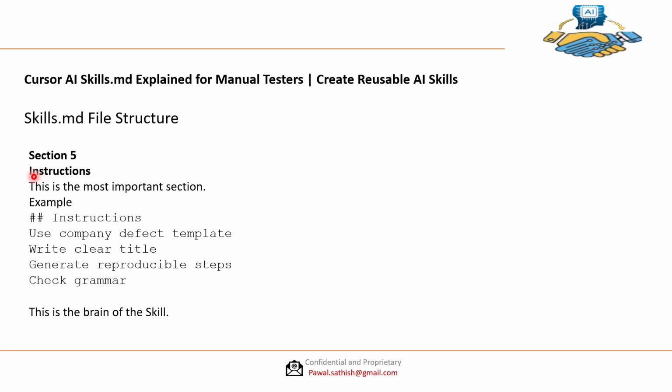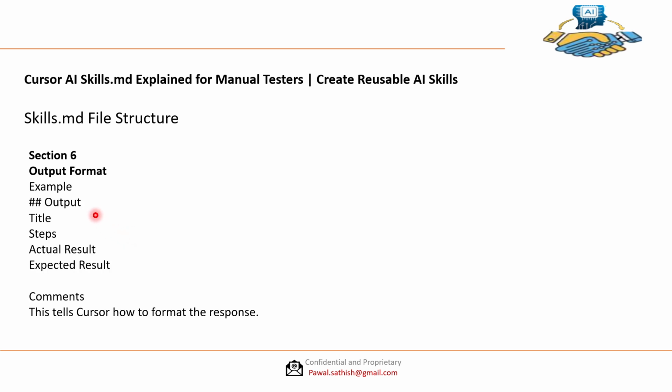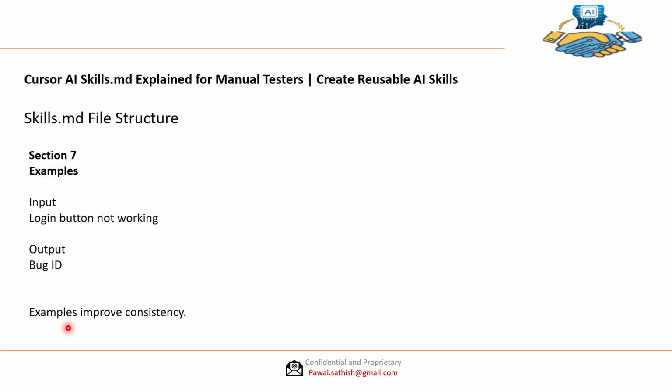We need to give some instructions, like use the company defect template, write a clear title, generate reproducible steps, check grammar. This is a very important section in the skills.md file. Then next we will also give the output format. For example, here I have mentioned how the output will come: title, steps, actual result, expected result. This tells Cursor how to format the response.